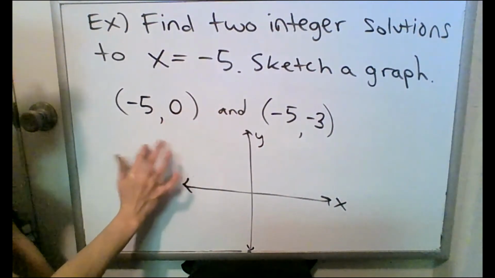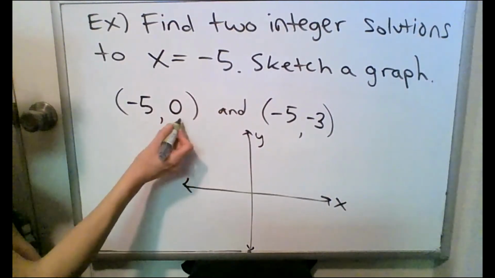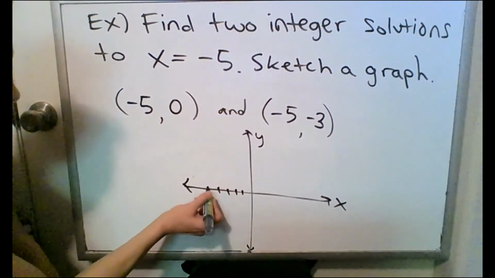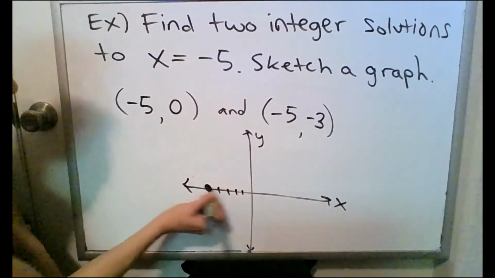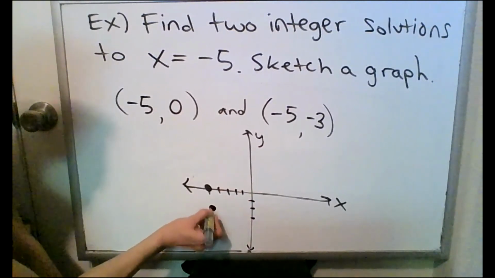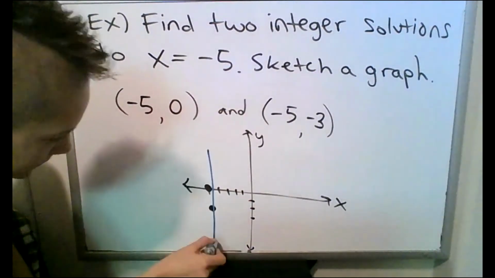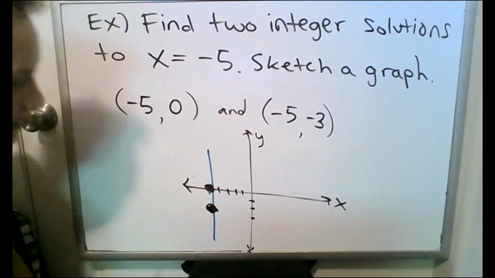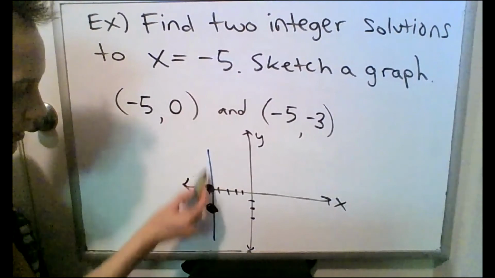I will plot those points. First one is -5 for x, 0 for y. And then there's -5 for x, and we're going to go down 3 for y. And then connect. Oh, let's try this. It's going through -5.